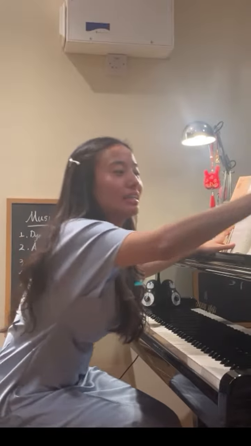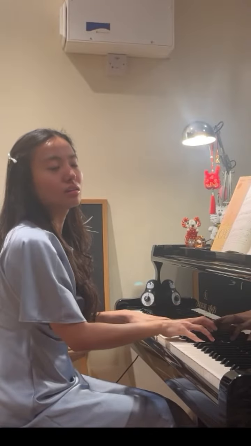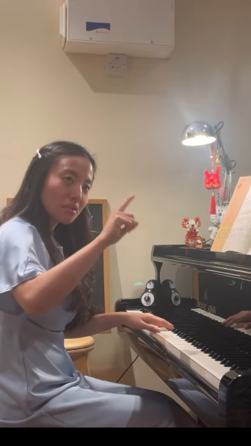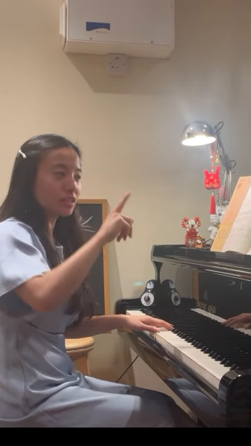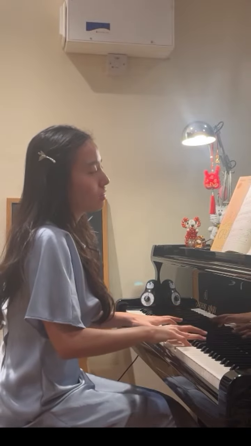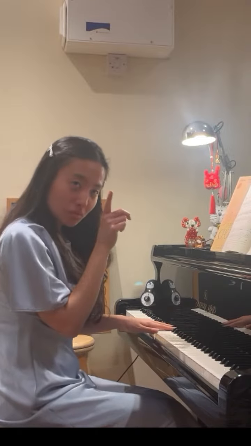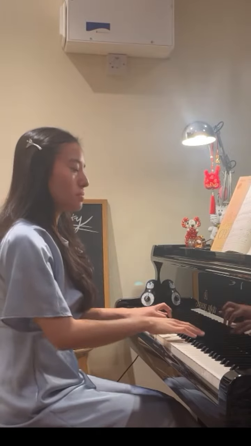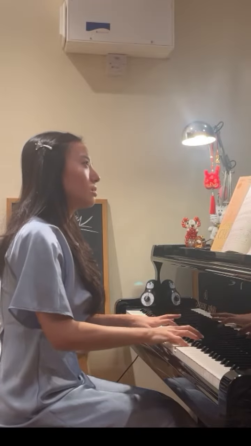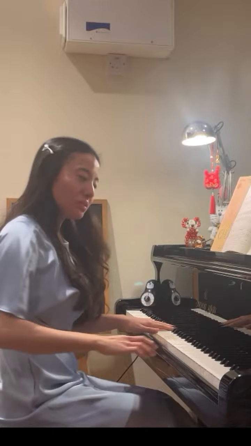For example, let's take Kinderszenen as an example again. This one. Okay, now this simple little phrase, I'm making an arch shape, a mountain shape. So go up and down. But I can also make a go-up shape. And then I can make a go-down shape.